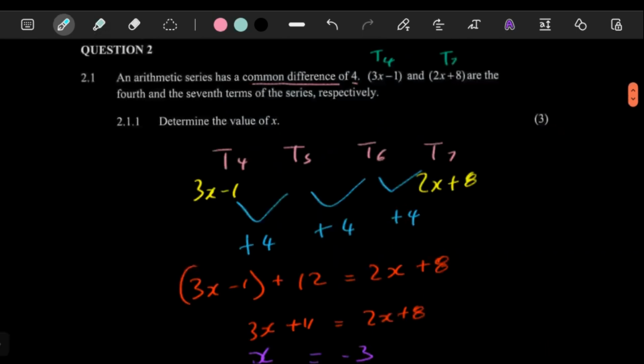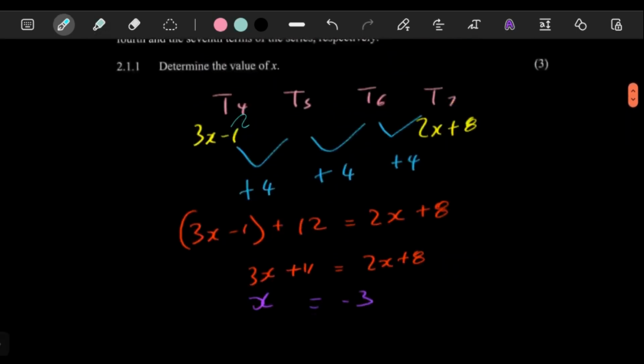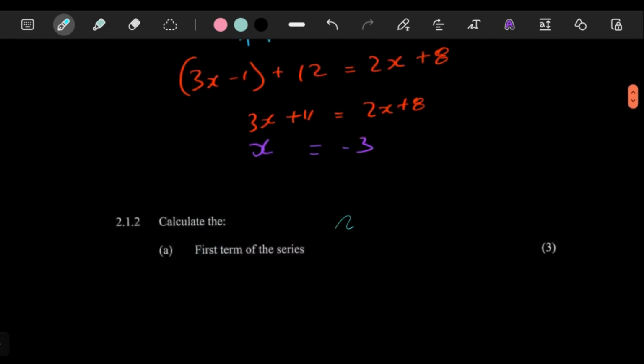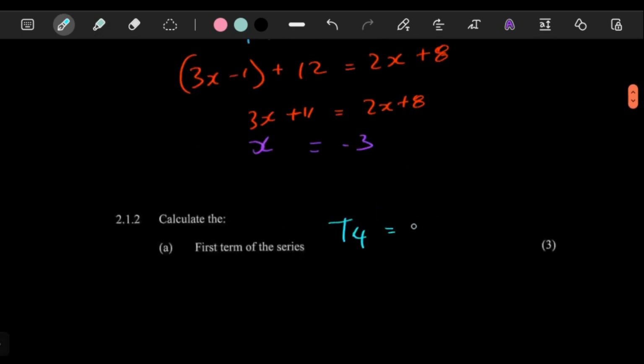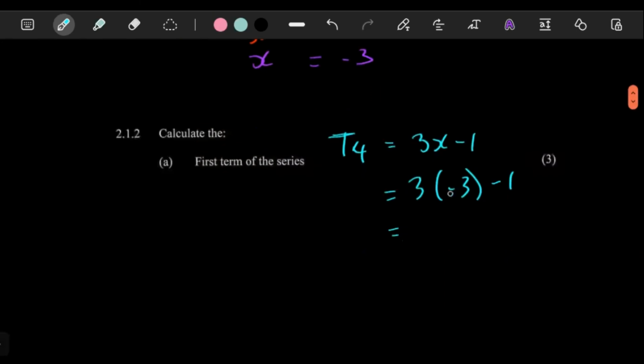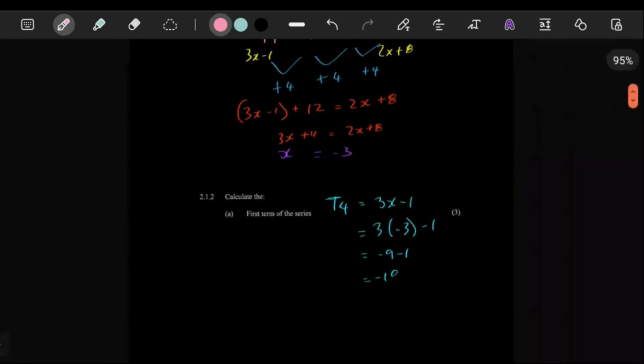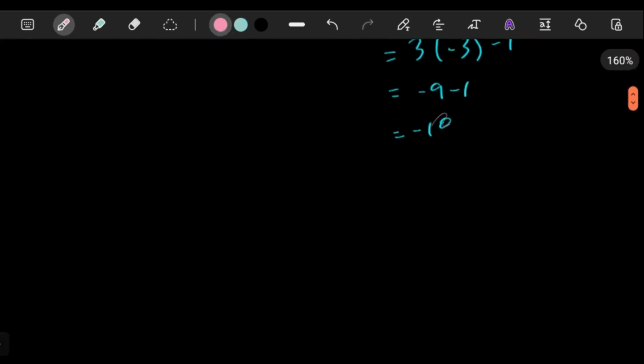So to calculate the first term of the series, we can work backwards from T4. What we know is T4 is equal to 3x minus 1. If that's the case, x is negative 3. So 3 times negative 3 is negative 9, and then this is negative 10. So if we now know that T4 is negative 10, remember, working backwards, we're just going to be subtracting 4 all the time.